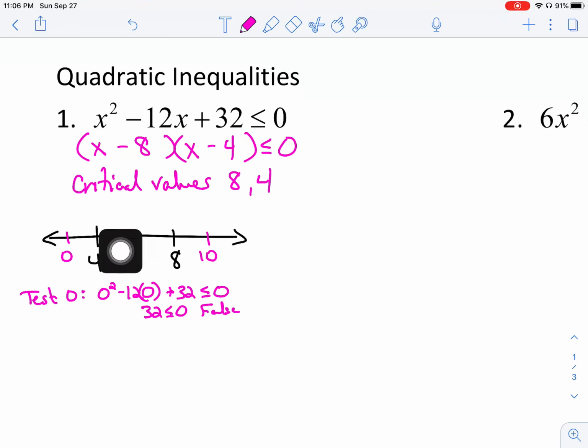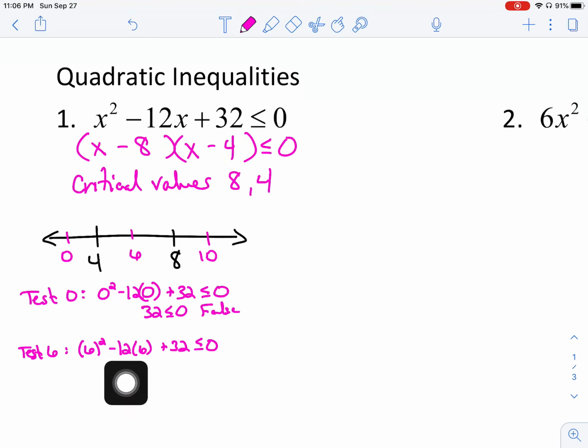So the next interval we're going to test is the numbers between 4 and 8, and we're going to test that by using 6. So if we test 6, that's going to be 6 squared minus 12 times 6 plus 32 less than or equal to 0. So what I would do is just put this whole mess in the calculator, and that's exactly what I'm doing right now. Let's see, plus 32. That's negative 4. So negative 4 is less than or equal to 0. That is true. So that means I can shade between 4 and 8 on my number line. I know that interval, that section is true.